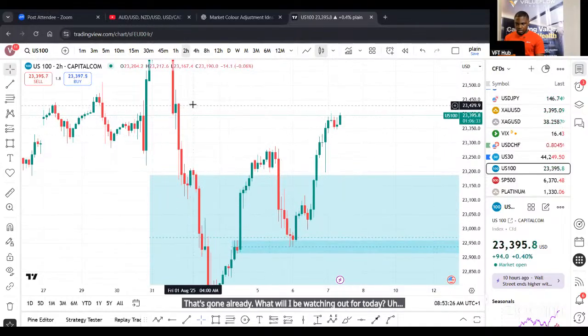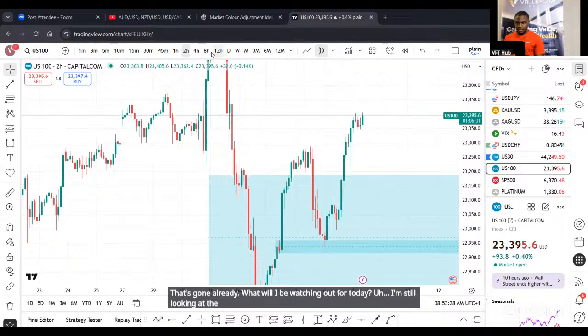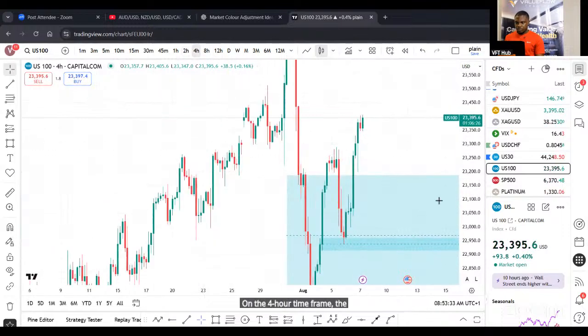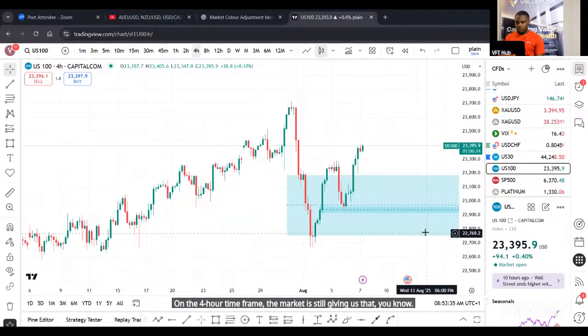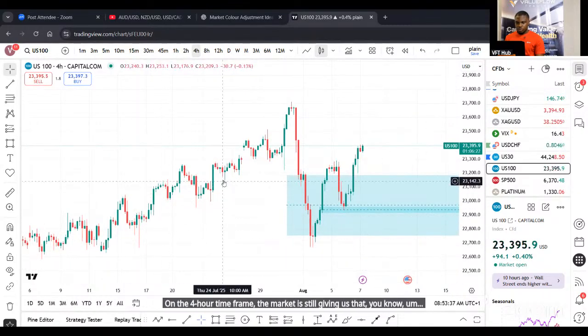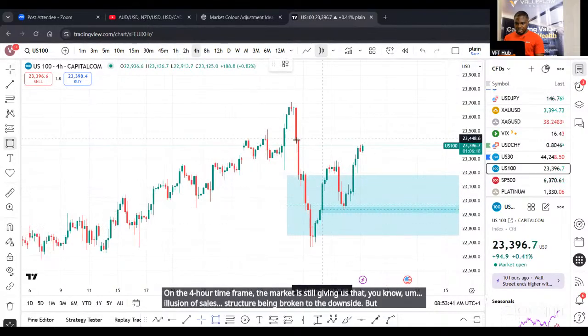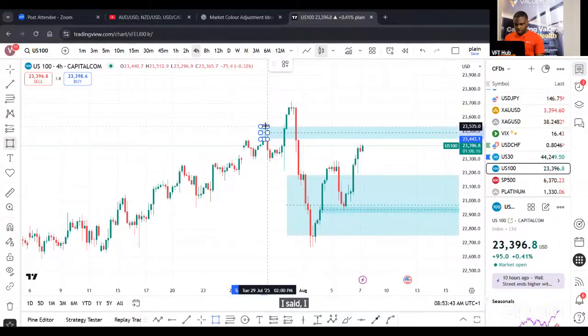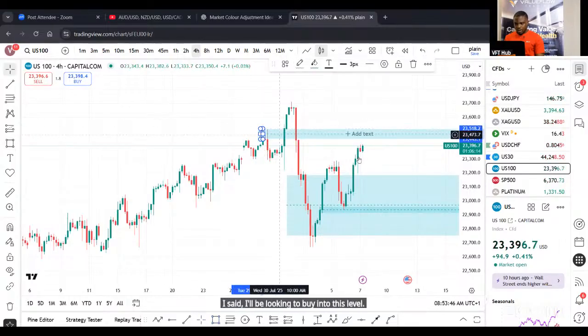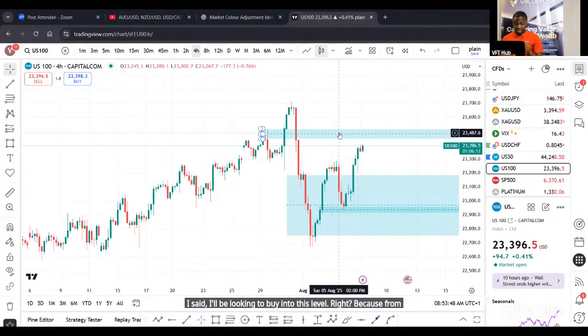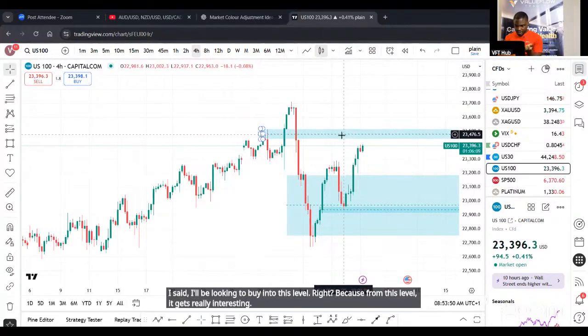I'm still looking at the buys, except that on the 4-hour time frame, the market is still giving us that illusion of sales structure being broken to the downside. But don't forget what I said. I said I'll be looking to buy into this level, right? Because from this level, it gets really interesting. What is in this level?